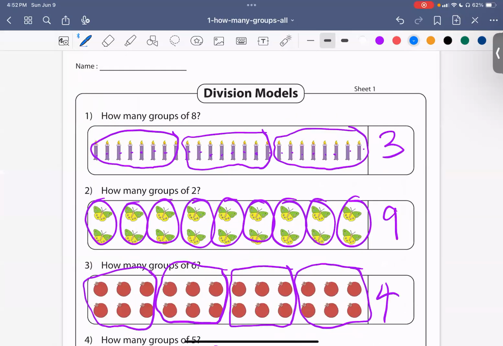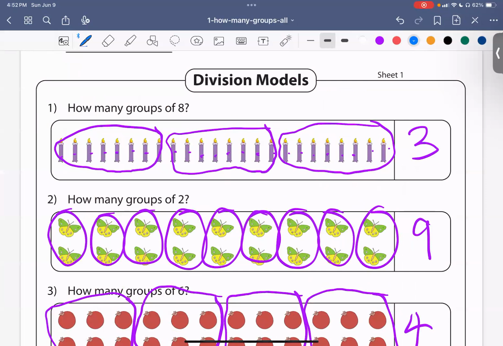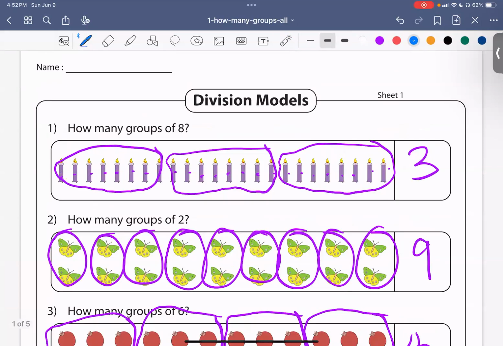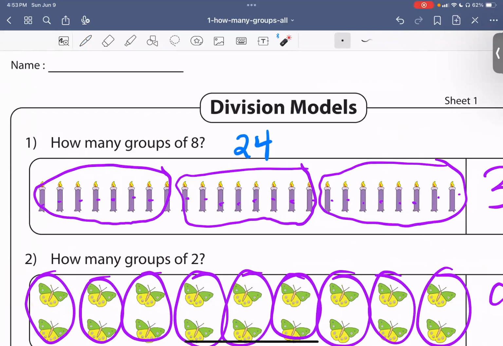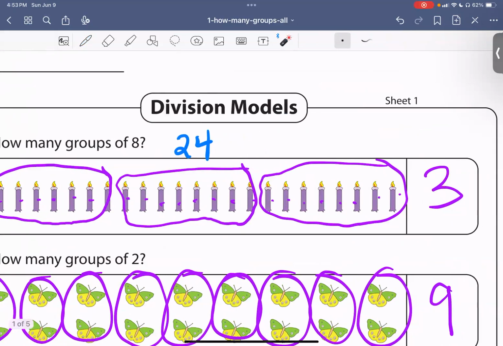So if I wanted to now do division, when we do division, we say a number divided by another number. Okay. So all these numbers, 8 plus 8 plus 8 is equal to 24. So we divided these 24 candles by 8, and we got 3 groups. So 24 divided by 8 is equal to 3.